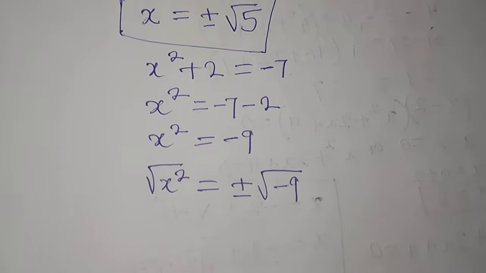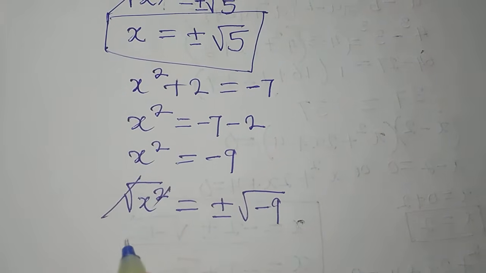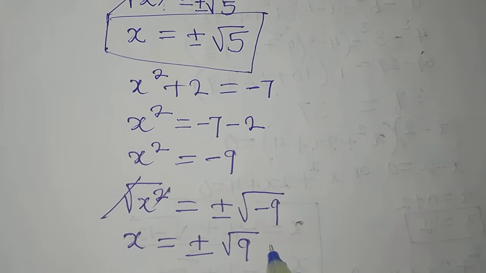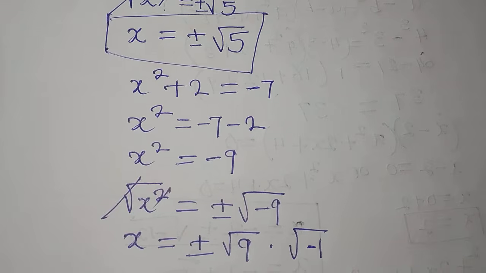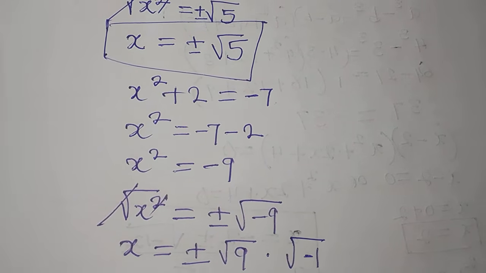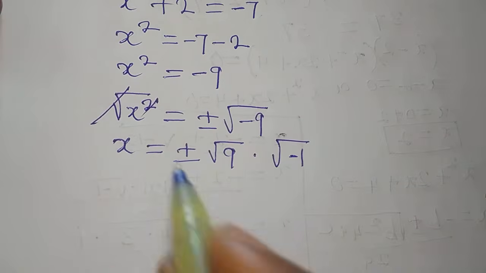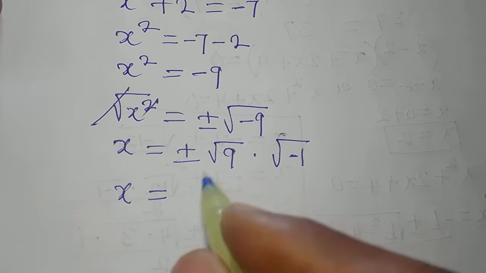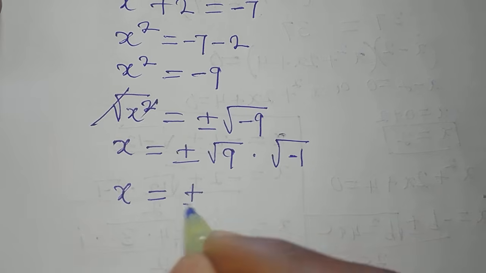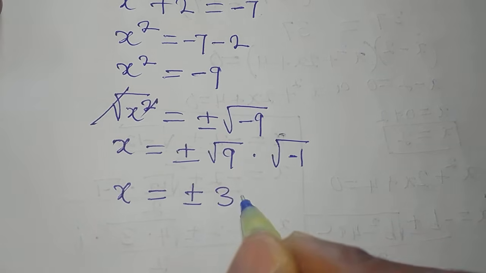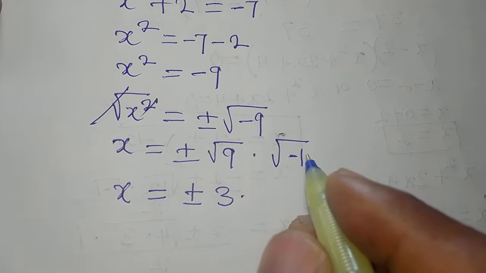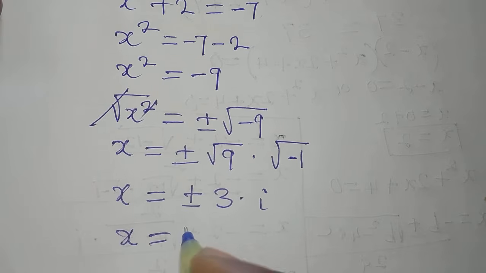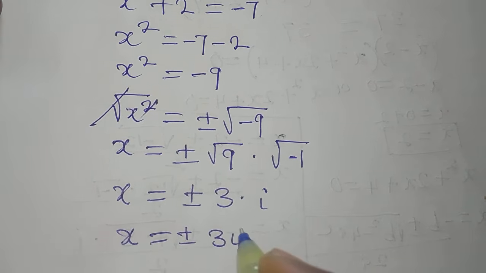And like we know, this will take this out. x will now be plus or minus the square root of 9 times the square root of negative 1. So what again do I do? So our x will now be, here we have the square root of 9 is 3 multiplied by the square root of negative 1, which is i. So our x now is plus or minus 3i.